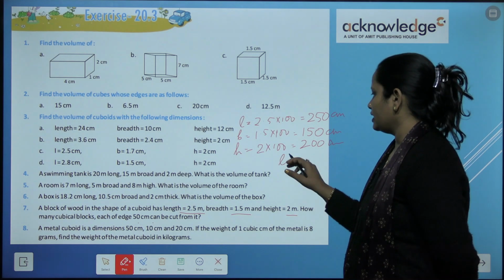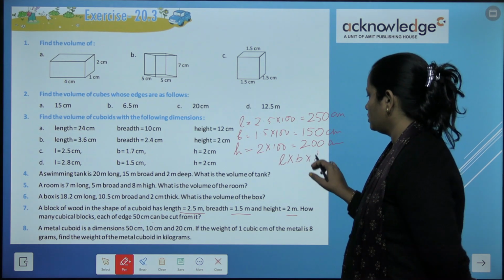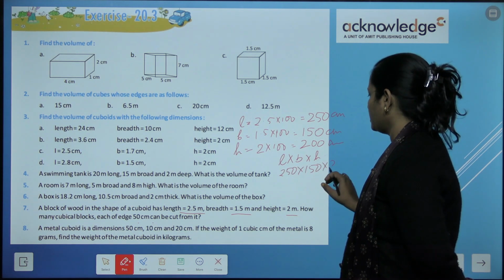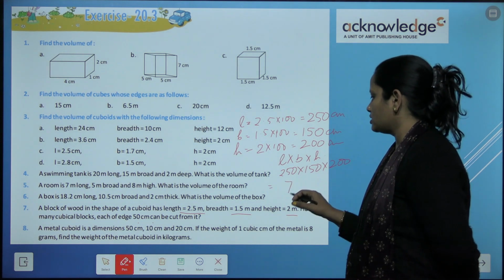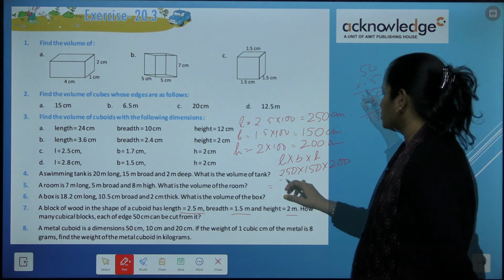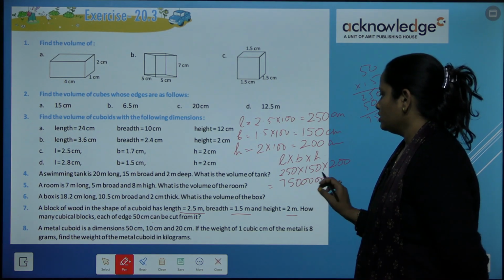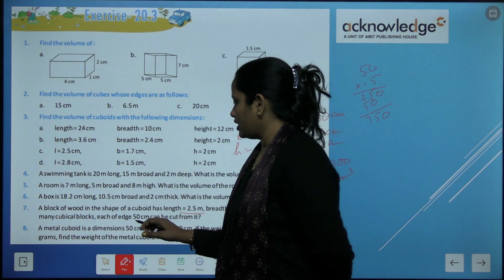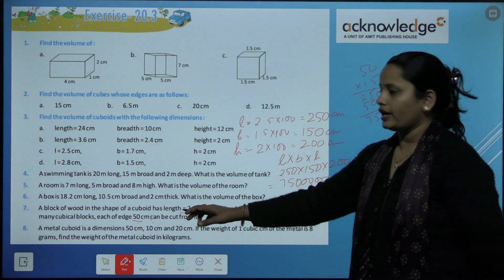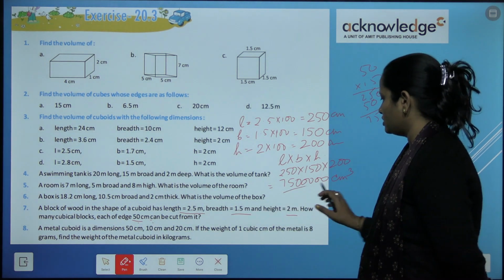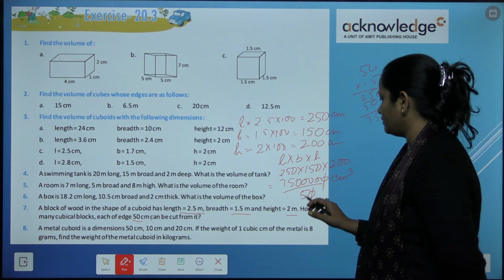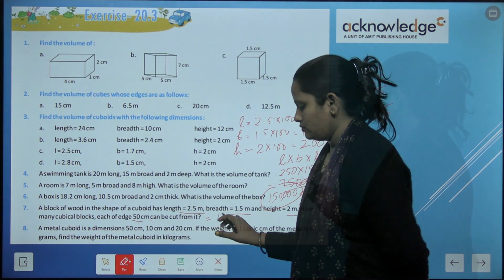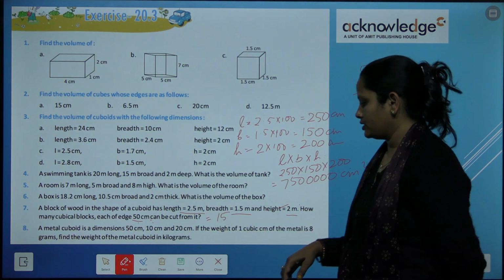अब हम क्या करेंगे, लेंथ ब्रेथ और हाइट को कैलकुलेट करेंगे. So 250 multiply 150 multiply 200. So here the answer will be 25. So it will be 750. So this is the centimeter cube. So this is the answer. Now we have to get this. So we will divide this number by 50. So 50 से जब हम इसे divide करेंगे, we will get 1,50,000 is the answer. So this is our cubic centimeter.